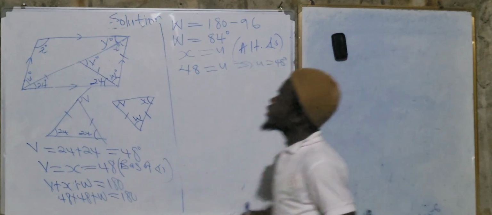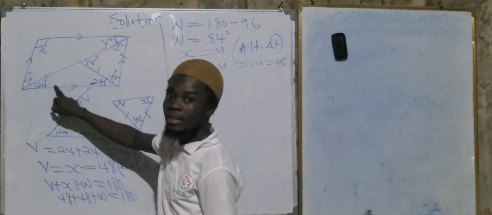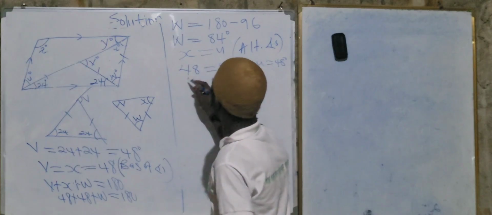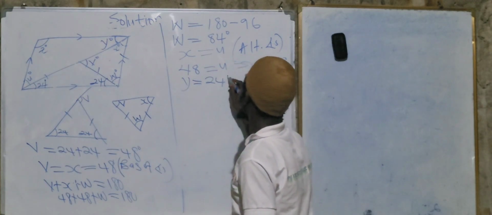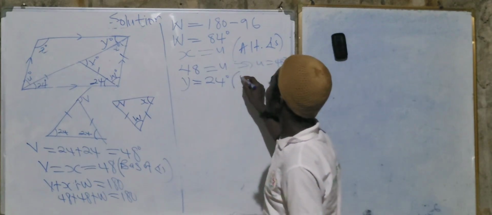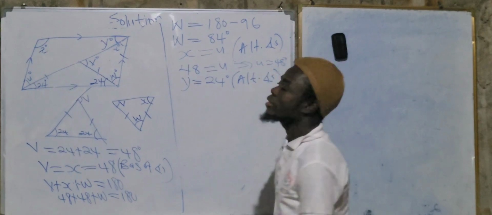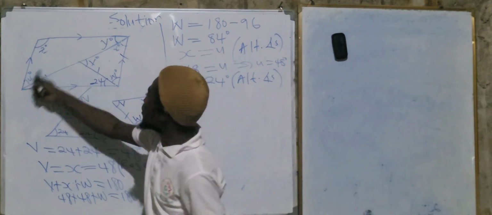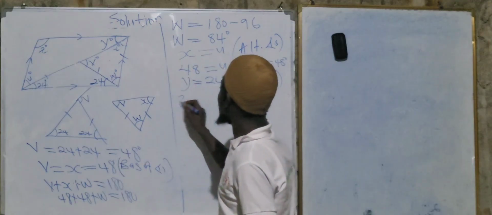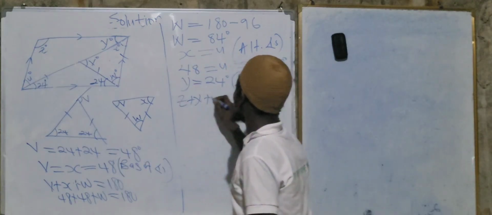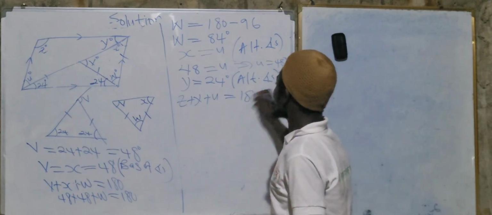Now you don't know the value of Y. Y is equal to 24 again, right? Y is equal to 24 degrees. Are they allied angles? Allied angles, yes. So you have gotten this value and these two values. Now Z plus Y plus U is equal to 180. Are we okay here? Yes, sir. Angles on a straight line.